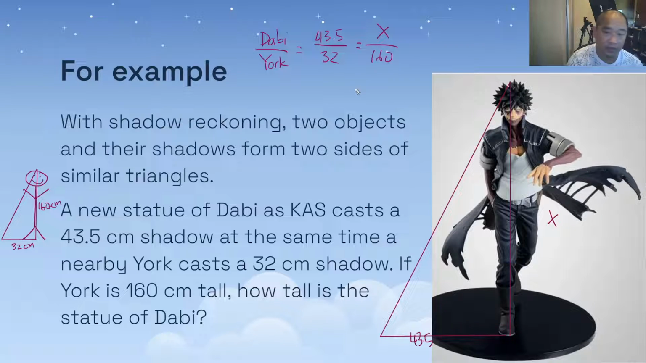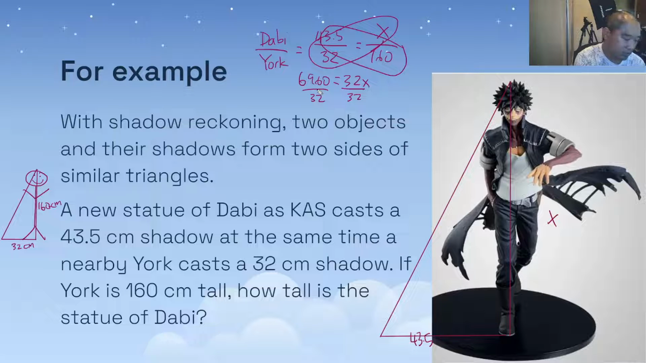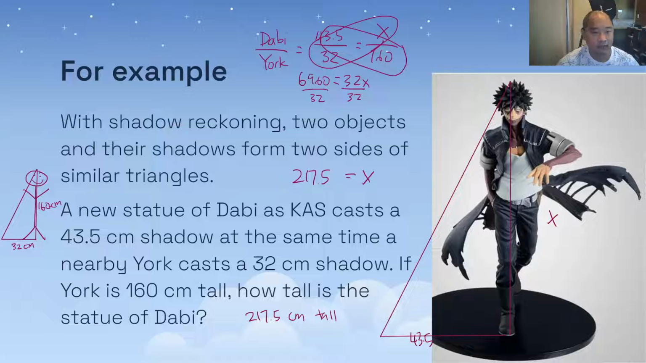So then we just cross multiply, right? 160 times 43.5 is 6960, and that equals 32x. We divide both sides by 32, and we get x equals 217.5. So that means the statue of Dobby is 217.5 centimeters tall. Okay? All right. Your turn.